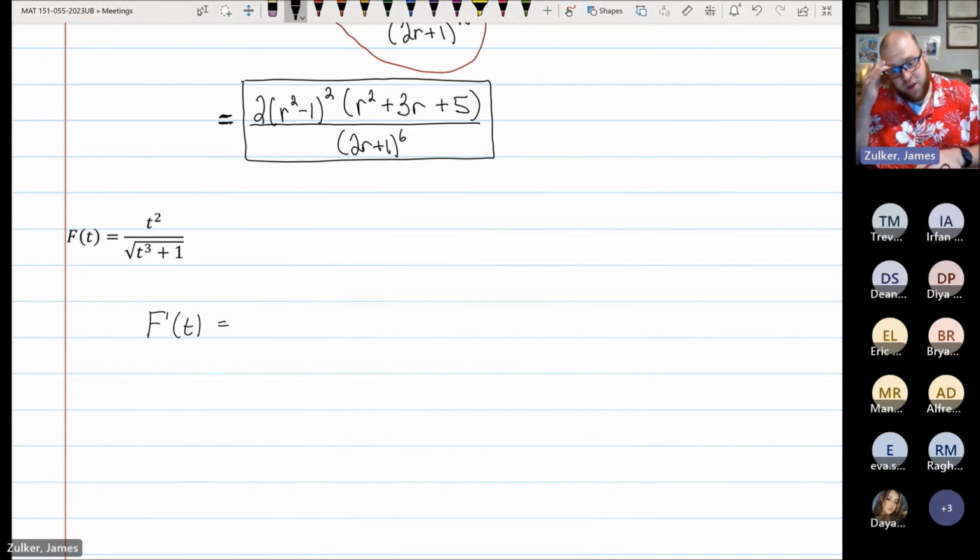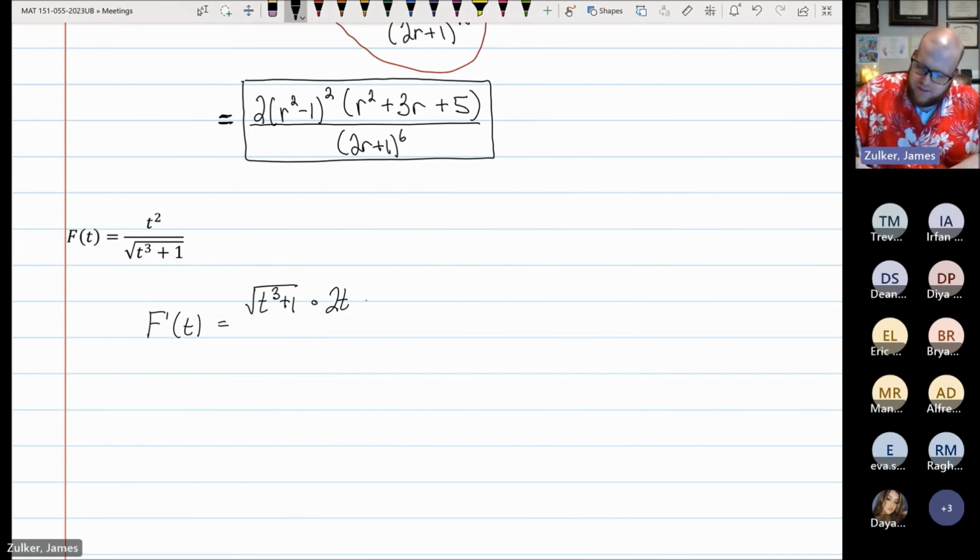Right, so now you know where you're starting. You go, okay, so what does the quotient rule tell me? Quotient rule says we're going to take the denominator, multiply it by the derivative of the numerator. So now you look at the numerator function, t squared. Well, that's a really simple derivative to take, right? That's just straight up simple power rule. Then quotient rule says you subtract the numerator times the derivative of the denominator.